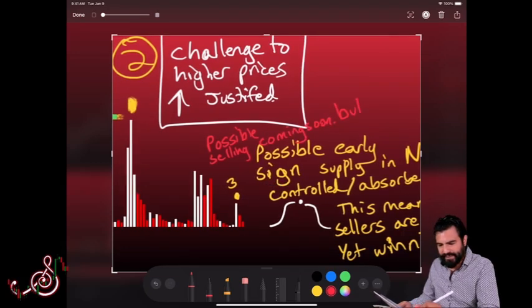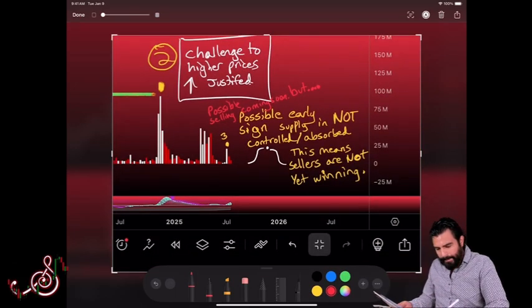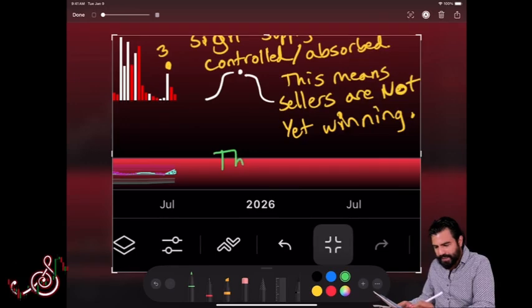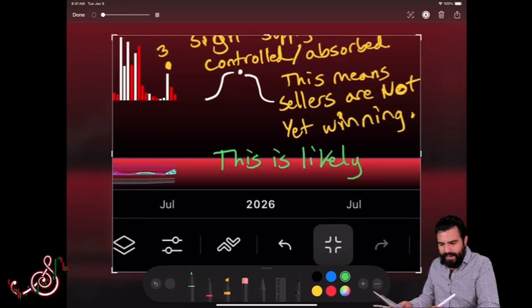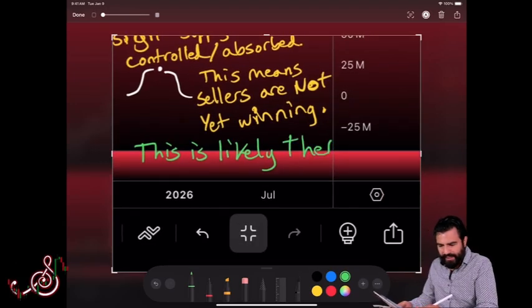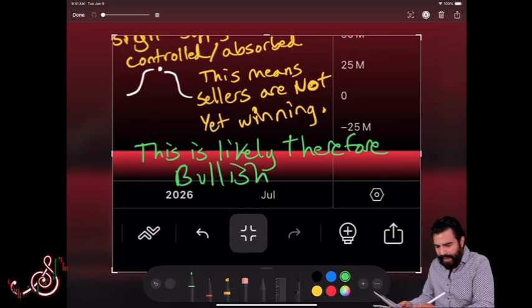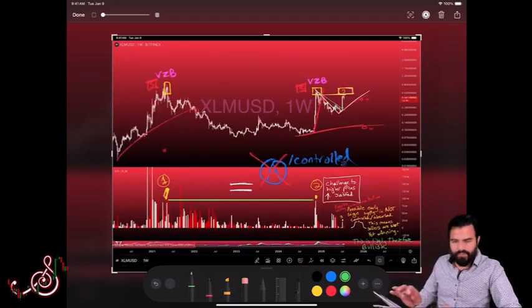But, and I'm going to put this so you guys don't just think it's there, this is important. This is likely, therefore, bullish. I'll read that again so you guys can have this. Put it back in English terms, okay?